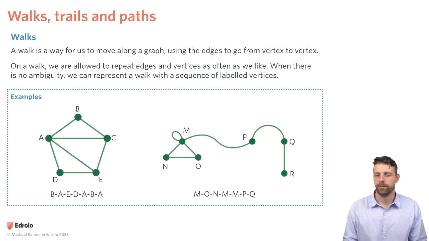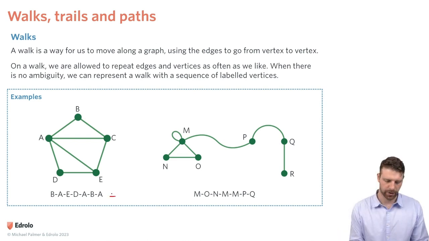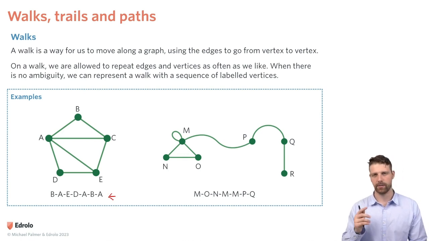A walk is a way for us to move along a graph using the edges to go from vertex to vertex. On a walk, we're allowed to repeat edges and vertices as often as we like. When there's no ambiguity, we can represent a walk with a sequence of labeled vertices. What am I talking about? Here's a list of vertices that our walk is going across. So this one goes B, A, E, D, A, B, A.